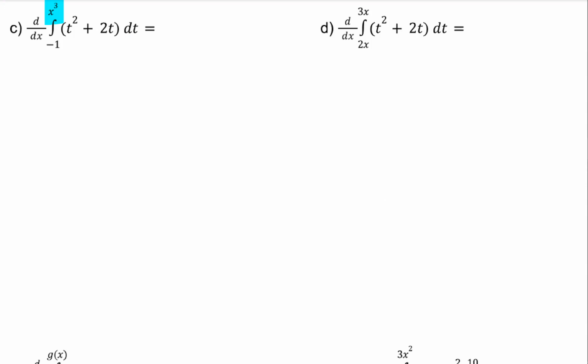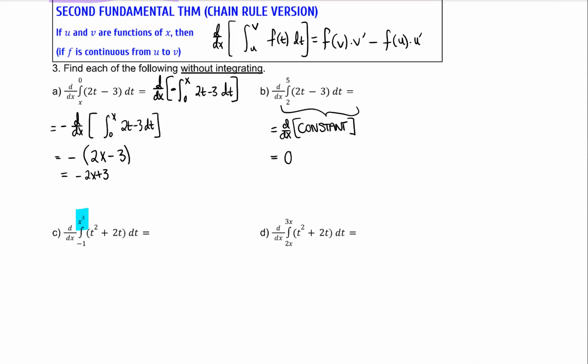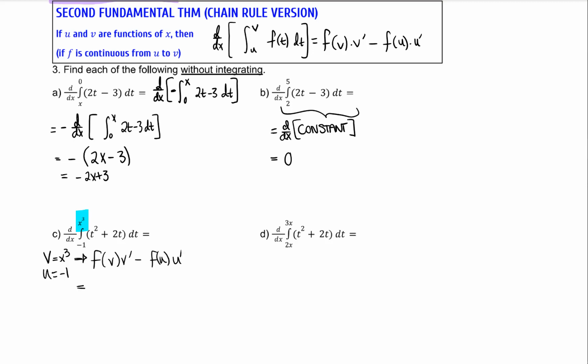For part C, because our upper limit is a function of x, we will need to use the chain rule version of the second fundamental theorem of calculus. We're not allowed to integrate. They want us to practice using the formula. If u is -1 and v is x cubed, our result should be f of v. That means taking our integrand and plugging in v.